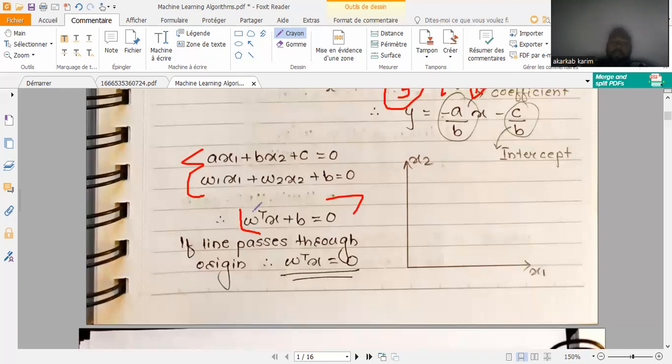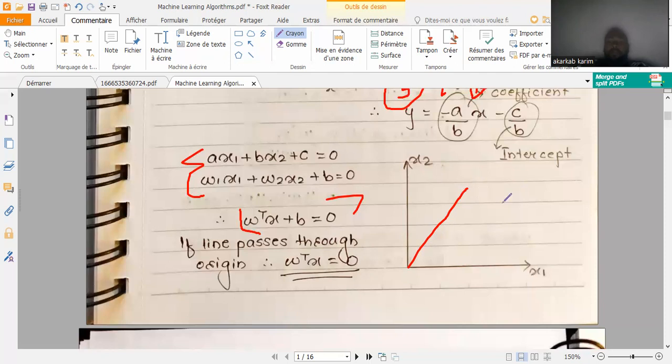Okay, so this equation is the same. W transpose x plus b equal to 0 is the same equation. And we have a special case if the line passes through the origin of this axis. At this time, w transpose times x equal to 0, because this line passes through the origin.